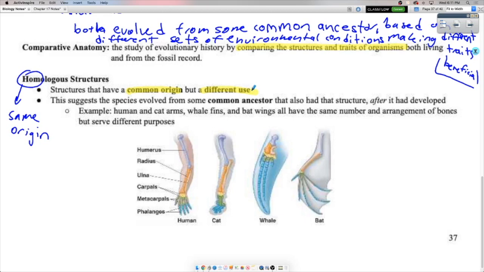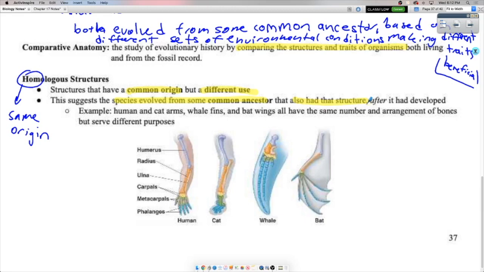And it really strongly suggests that the species evolved from some common ancestor that also had that structure after it had already developed. And then we took it and went and did our own thing, and it ended up evolving to suit our purposes for it. But since it had already evolved, it just said, okay, we'll take what we've got and we'll make it work, right? So a very strong example of this: human arms, cat arms, whale fins, and bat wings, and many other mammals too. That's just 4 examples there, okay?